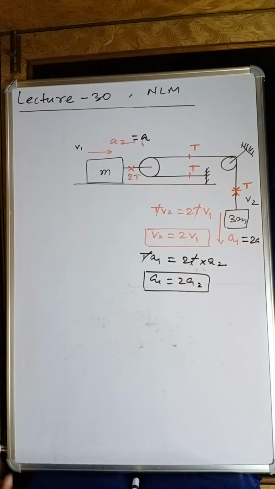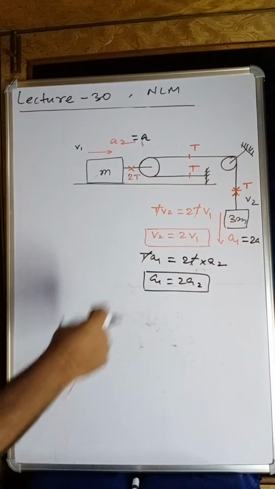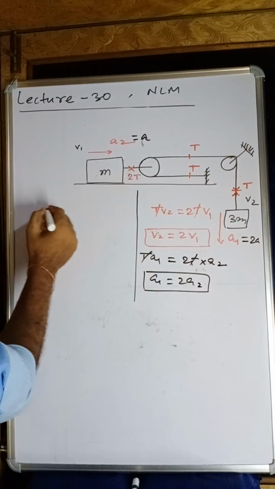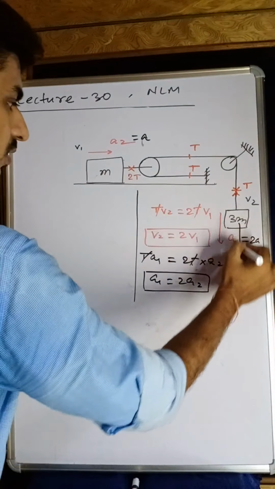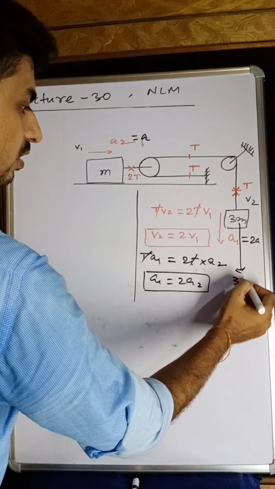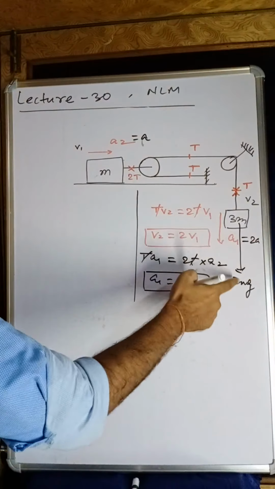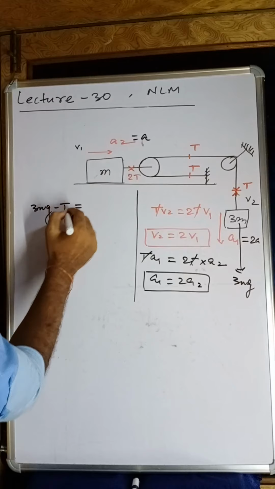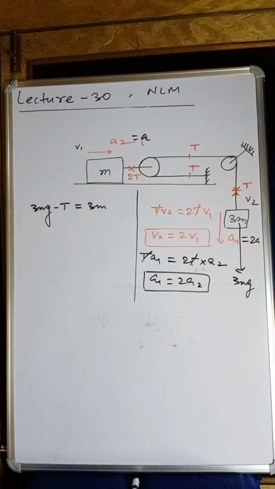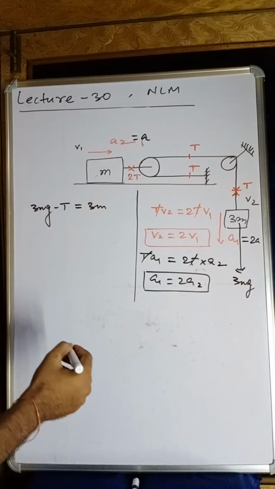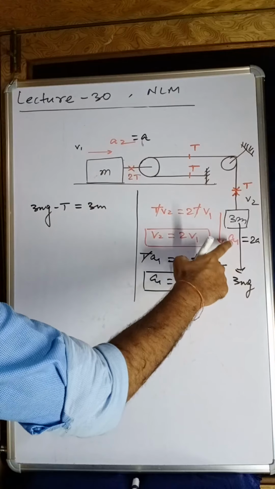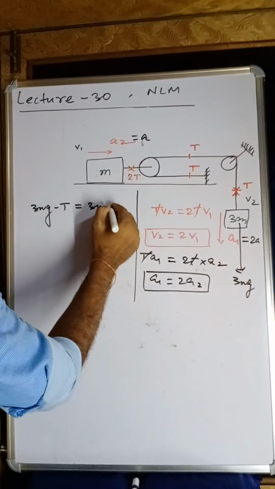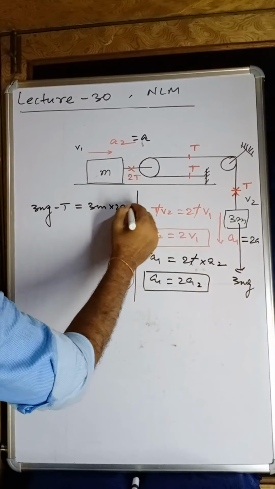You have to find the acceleration, you have to find the tension in each string. So here this body is moving down with thrice mg. Okay, so 3mg minus T is equal to 3m times the acceleration, it is A1, and we have written here A1 equals 2A. This is the first equation.